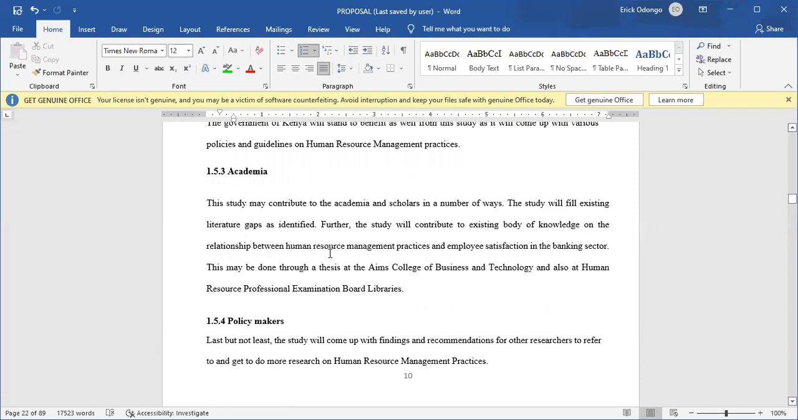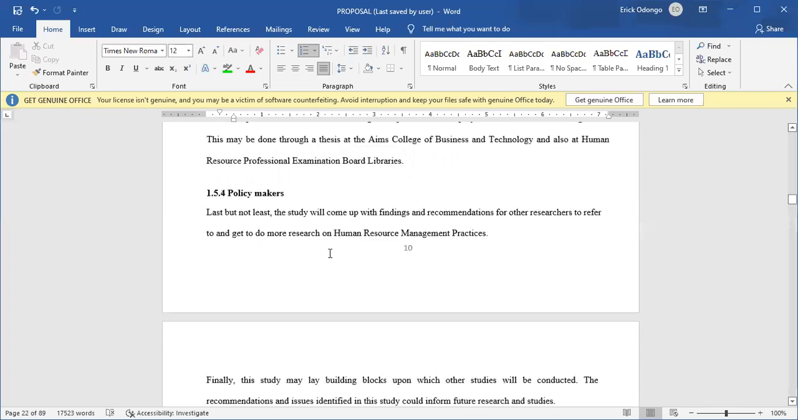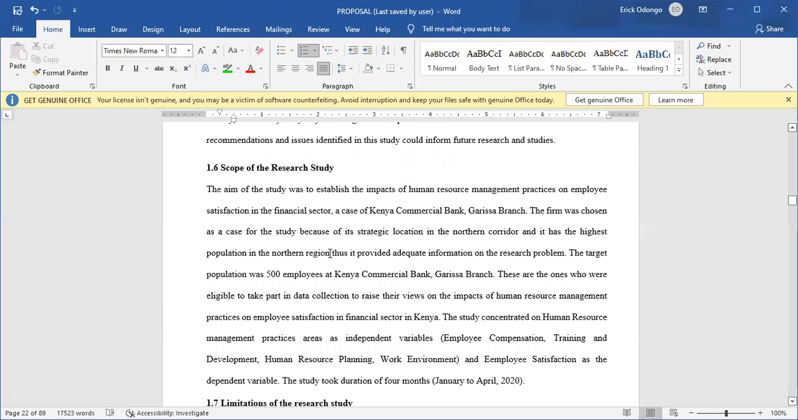Policymakers would at one point or the other, due to the problems that have existed around the issue, want to provide solutions to future problems. How would this be important to them? So that is 1.5.4, policymakers. Then you go to 1.6, the scope of the research study. The scope of the research study is regarding where you will be conducting your study.